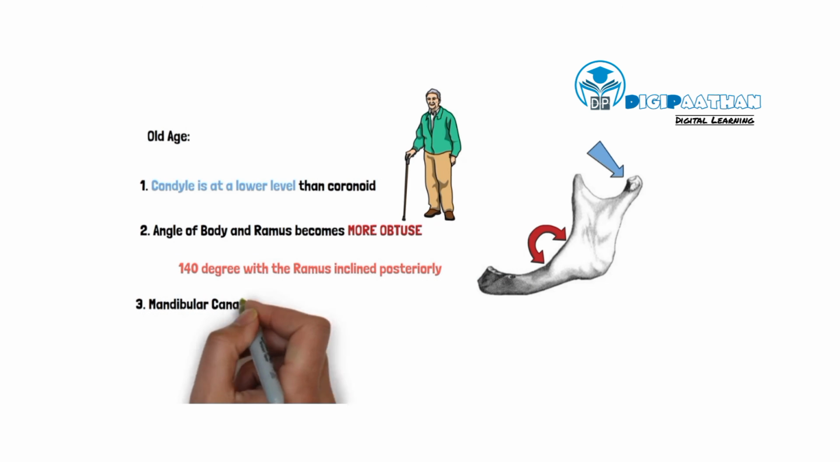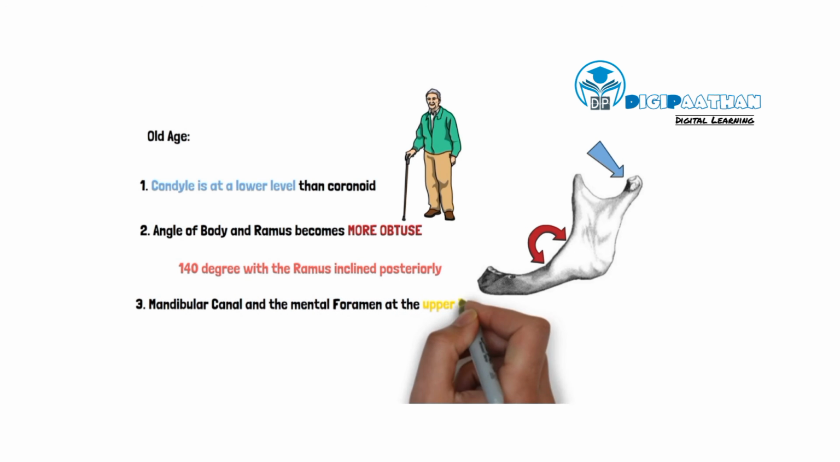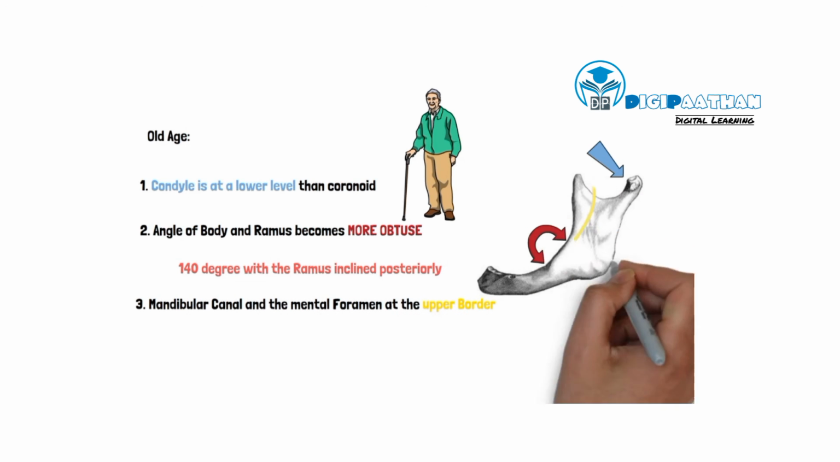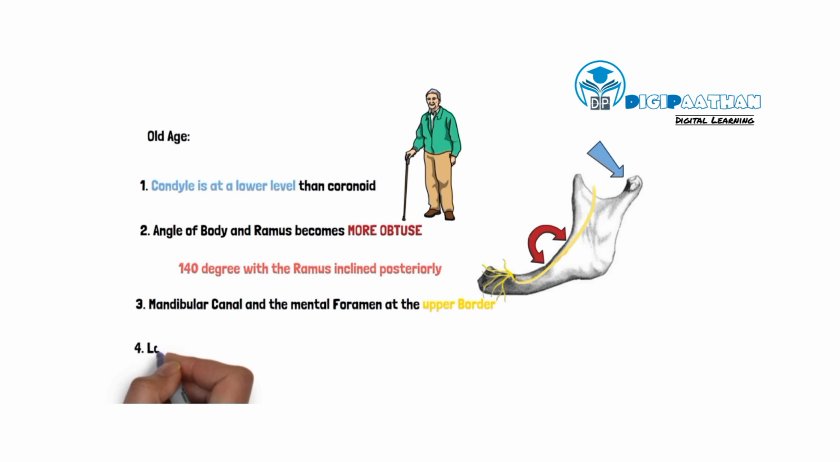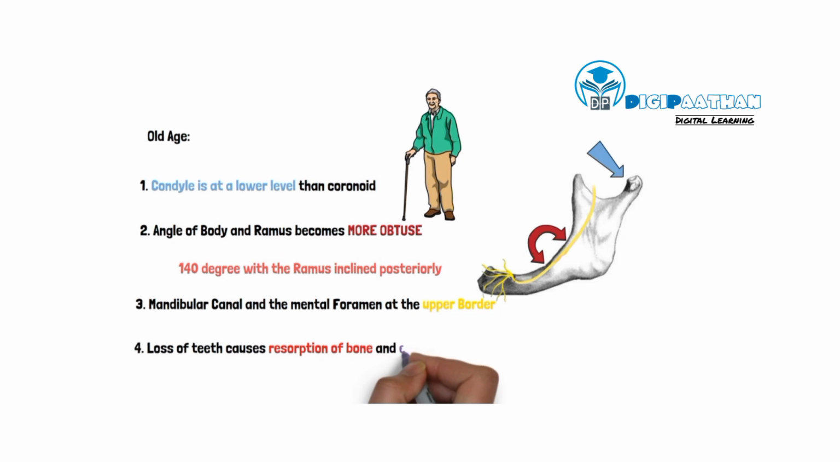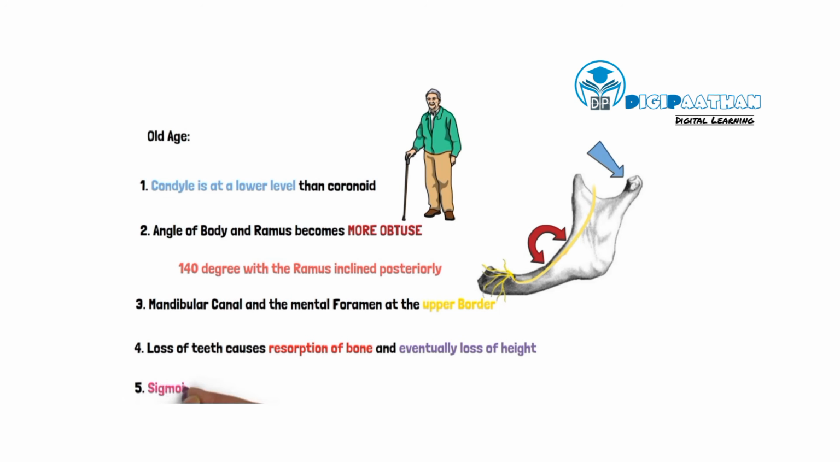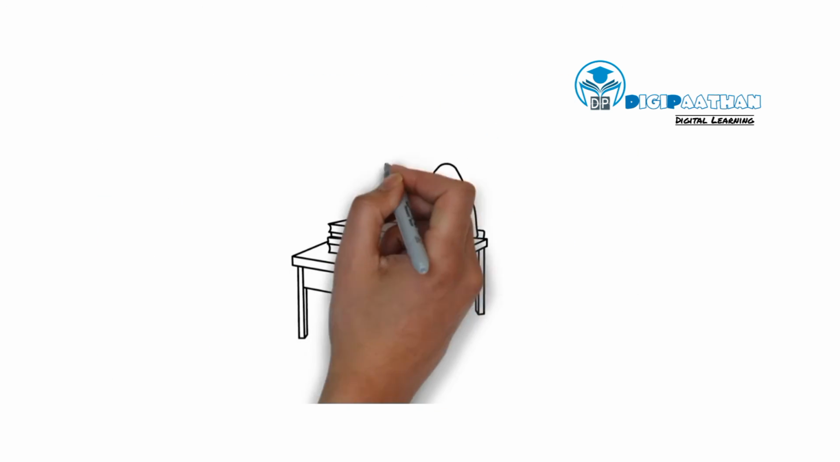The mandibular canal and the mental foramen lie at the upper border of the mandible. Because there is loss of teeth, this is going to cause resorption of the bone and eventually the mandible is going to lose height, so it has moved upwards. The sigmoid notch is now shallow.